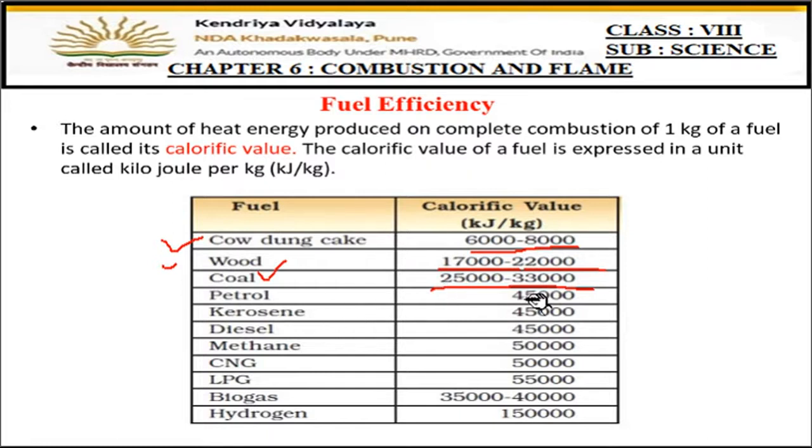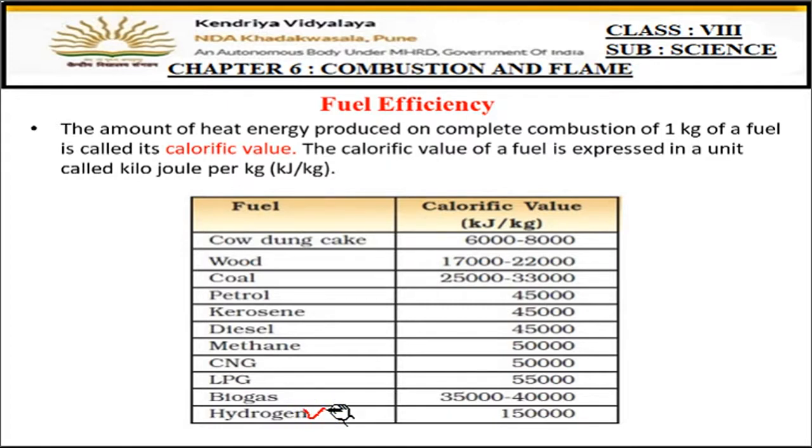Fine. Petrol gives 45,000 kilojoules of energy. So petrol has a higher calorific value than coal. Then kerosene also gives 45,000, diesel also gives 45,000, methane gives 50,000. So methane has a higher calorific value than petrol, kerosene and diesel. Okay. And here you can see hydrogen.